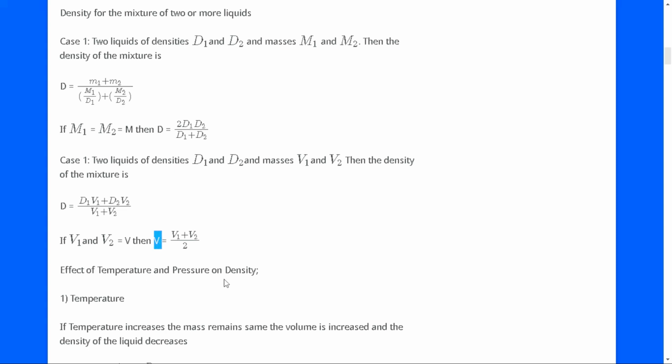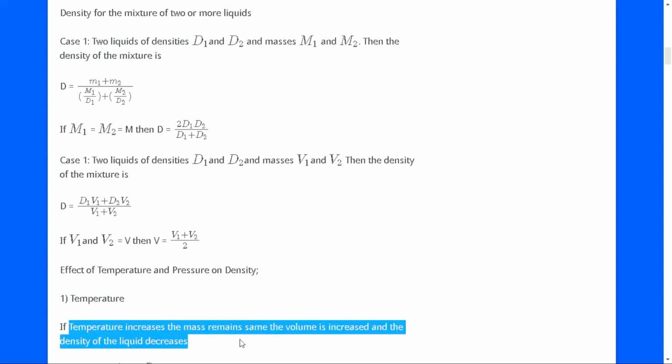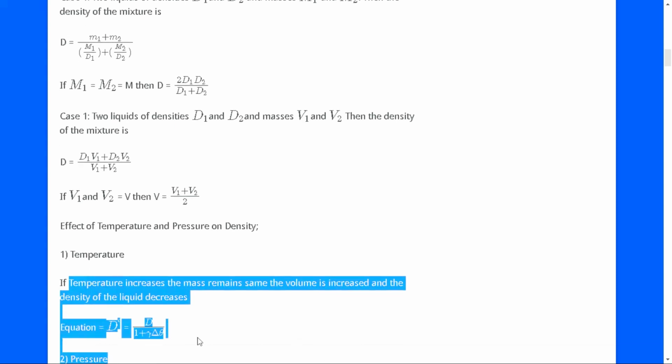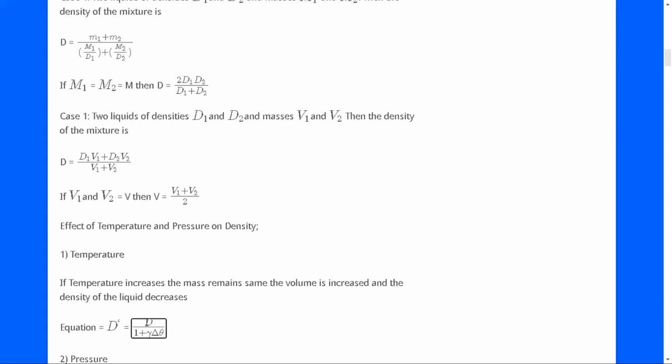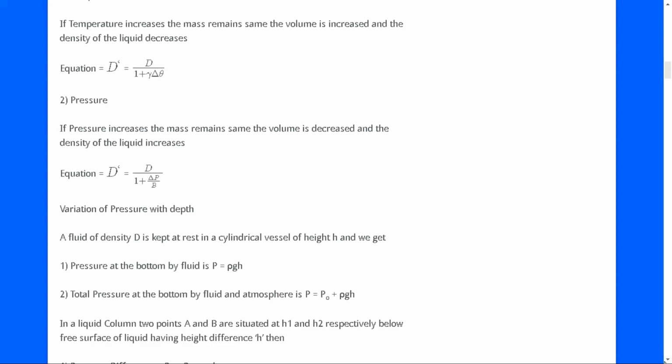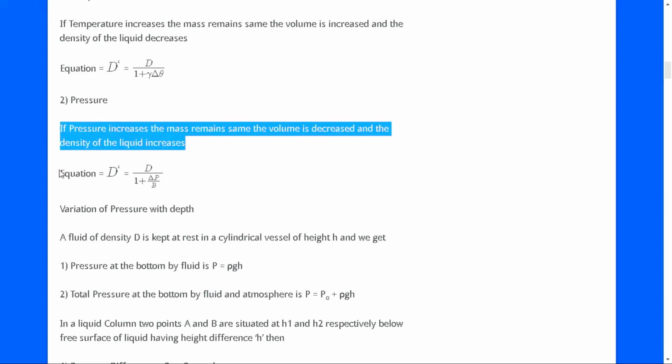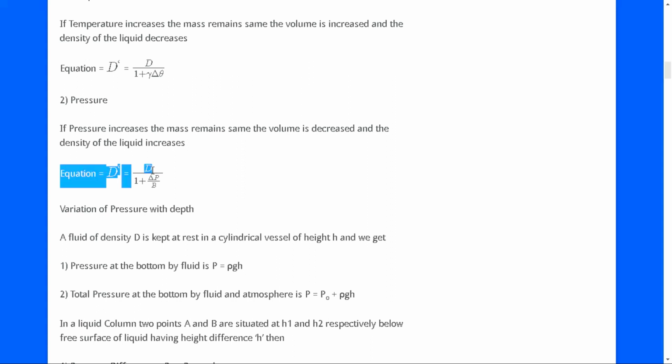Now the effect of temperature and pressure on density. Temperature: if temperature increases, the mass remains same as the volume is increased and the density of the liquid decreases. Now D dash is equal to D by (1 plus gamma into delta T). Pressure: if pressure increases, the mass remains same, the volume is decreased and the density of the liquid increases. Equation: D dash is equal to D upon (1 plus delta P by B).